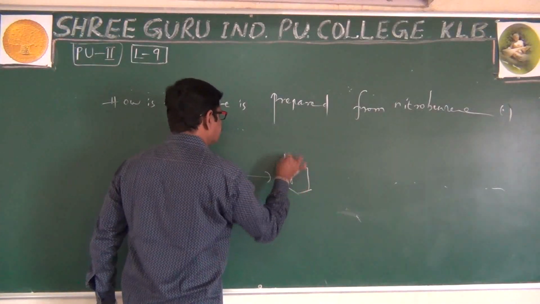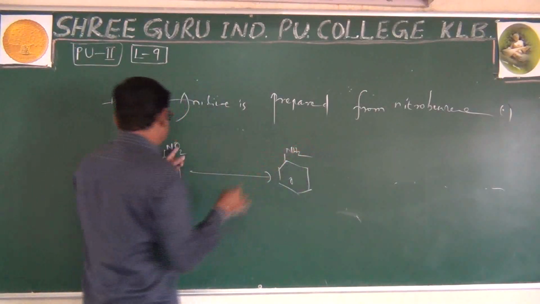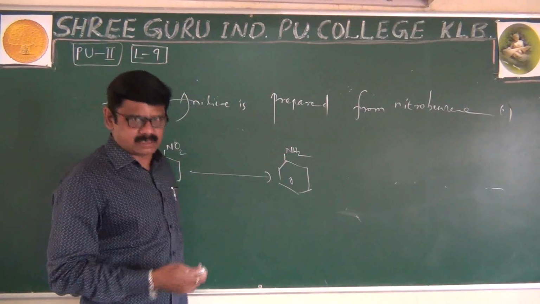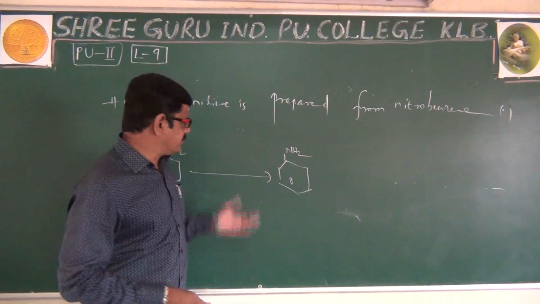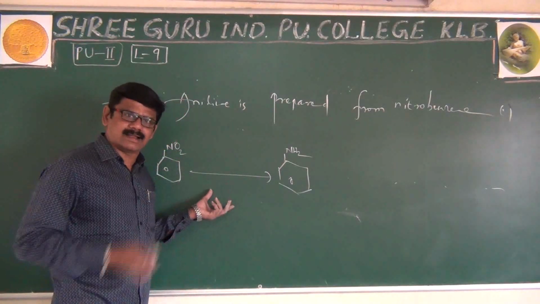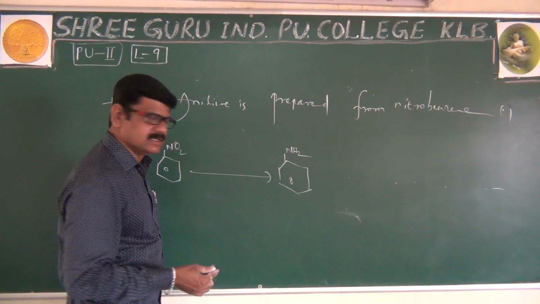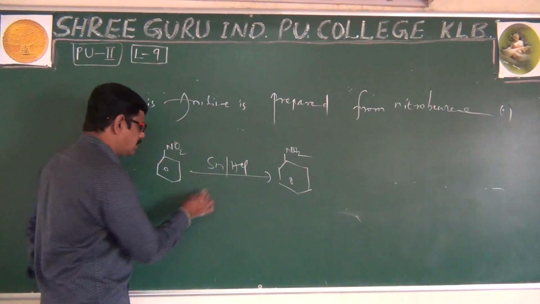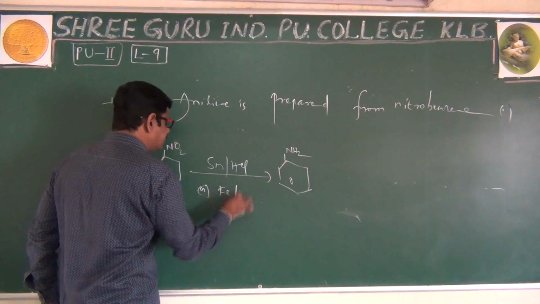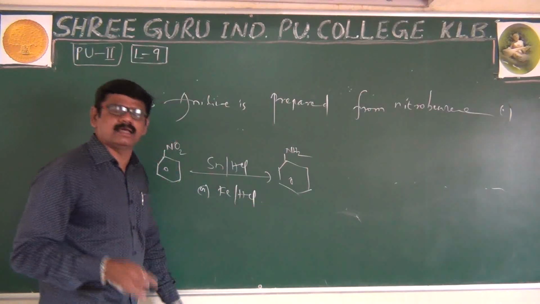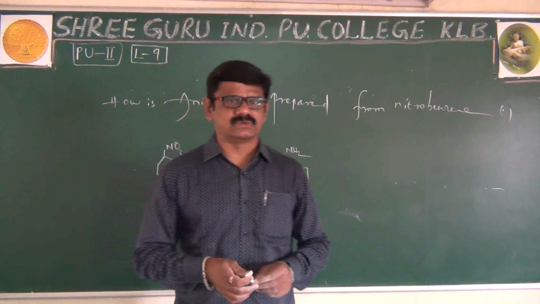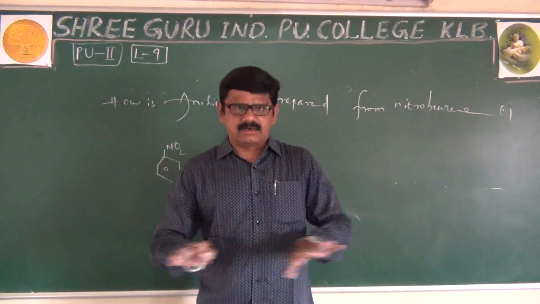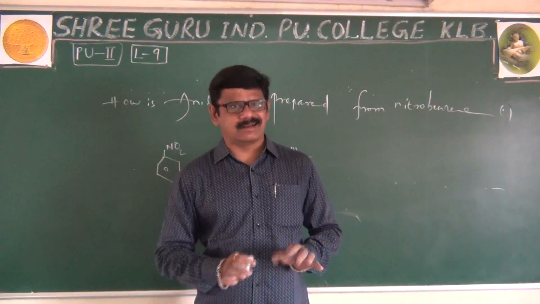Already known to you. In nitrobenzene, you have to remove oxygen and add hydrogen, that is chemical reduction. For reduction purposes we have so many reducing agents. We can use catalytic reduction or metal in the presence of acid. Metal in the presence of acid, that is Sn/HCl we can use, or Fe/HCl we can use, or catalytic hydrogenation also. Anyone we can use.